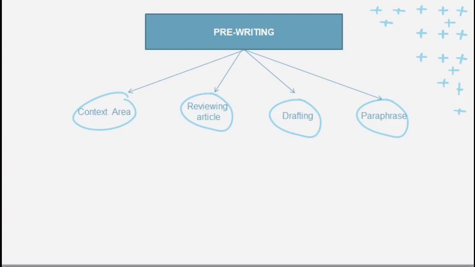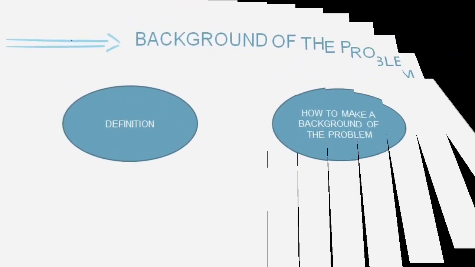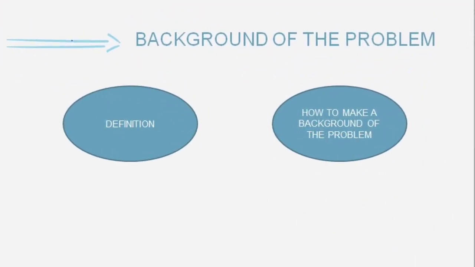In academic writing, it is usually better to paraphrase instead of quoting because it shows that you have understood the sources and makes your work more original. The next material is background of the problem. The background of the problem is the initial part of an academic or scientific course.